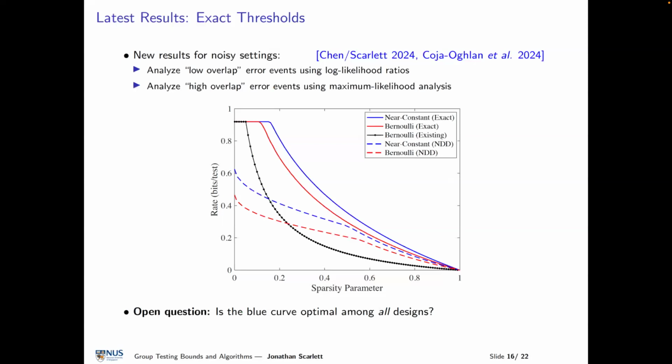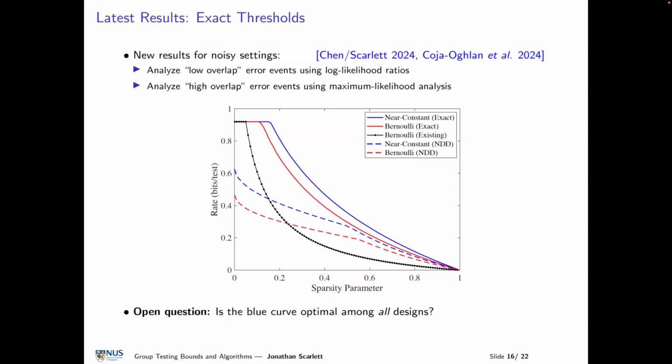2 concurrent works by us and the Frankfurt team. So in our paper, we gave an exact threshold for the Bernoulli, for the IID design, that's this red curve. And we gave an exact threshold for the structured design, that's the blue curve. We didn't prove a universal hardness result, like we didn't prove that no design could do better, but we proved that at least this particular design can't do any better. So it's the exact threshold for the design that we're considering. We don't know whether it's optimal among all designs yet.